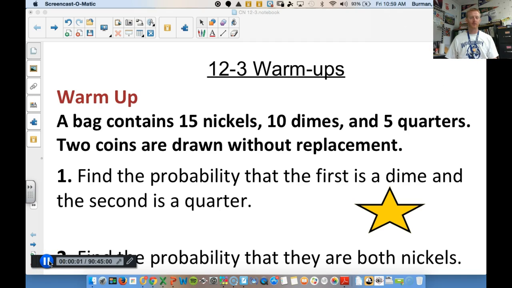Hi kiddos, we're talking 12.3 today. This is the experimental probability versus theoretical probability section of chapter 12.